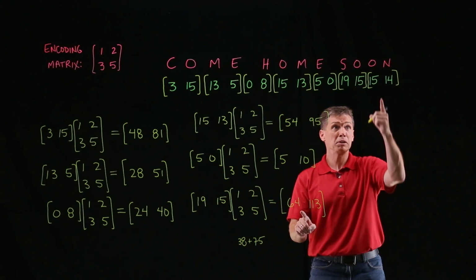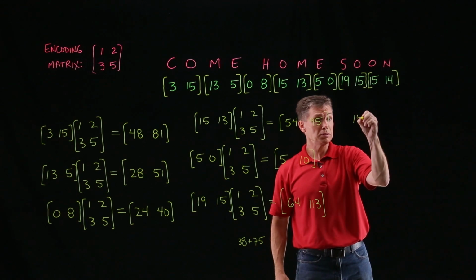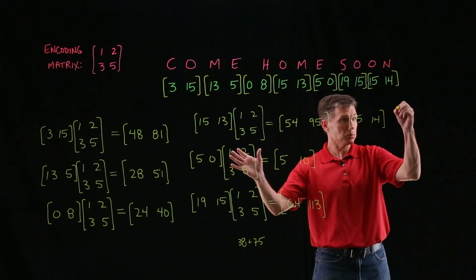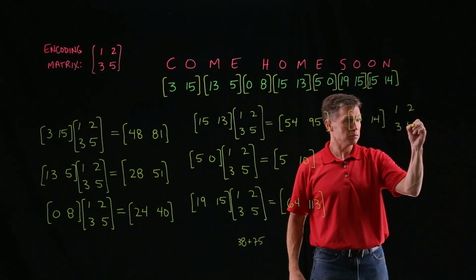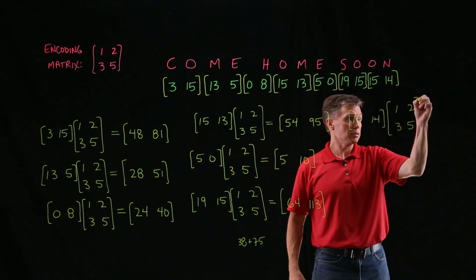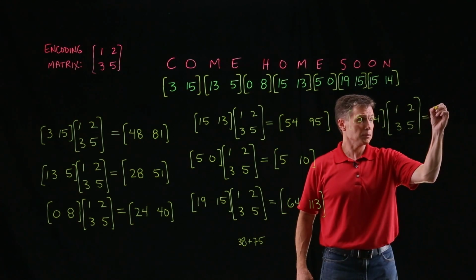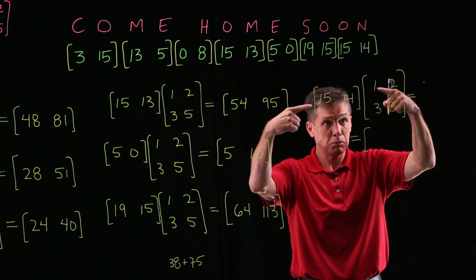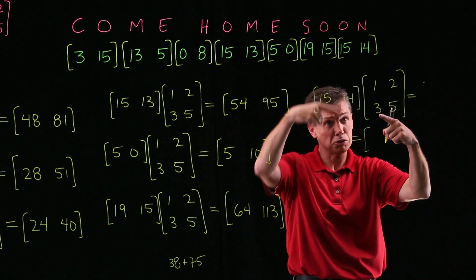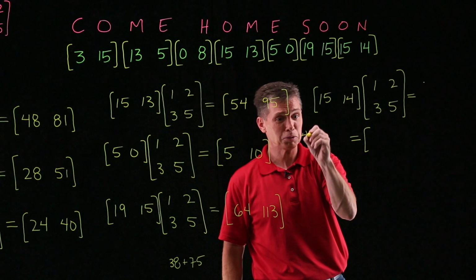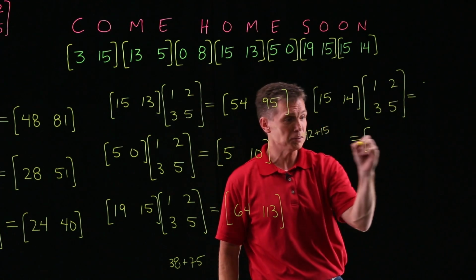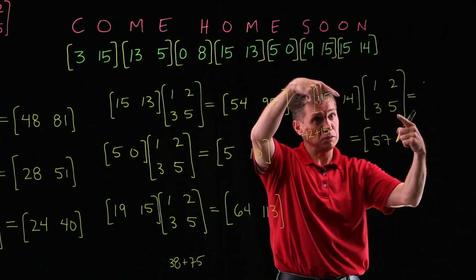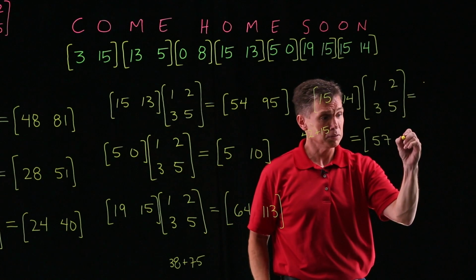All right, I think we have one more matrix to go. All right, the 15, 14. And multiply that by that same matrix, 1, 2, 3, 5. And that equals, let me just go down here, I can fit it. 1 times 15 plus 42 plus 15, just don't want to make that mistake. 42 plus 15 looks like 57. All right, and then 30 plus 70, 70 plus 30, 100.